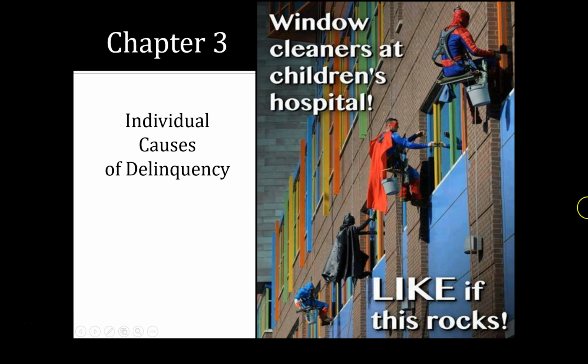So let's start. Chapter 3, Individual Causes of Delinquency. And yeah, I show some interesting pictures sometimes. I'm sure many of you have seen this, but considering that we're talking about juvenile justice, I really like this picture, the window cleaners at a children's hospital. Okay, let's get into it.